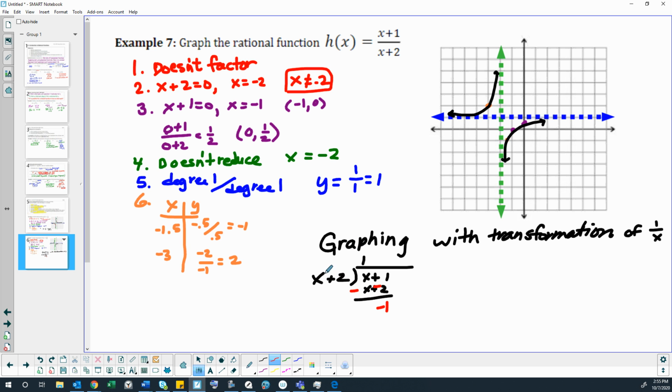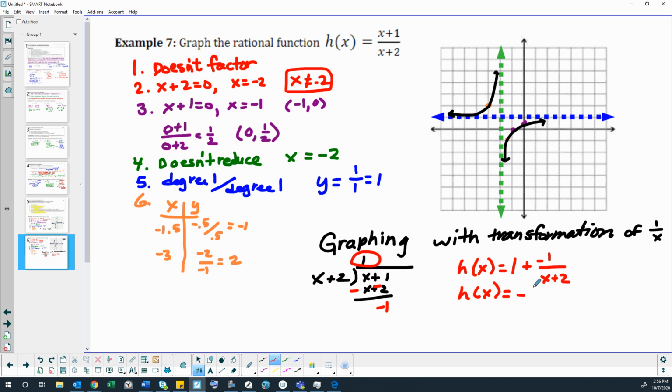So what's happened here is when we divided x plus 2 into x plus 1, we got a quotient of 1. So we're going to say h of x equals 1, but then we have a remainder of negative 1. That remainder of negative 1 is over our divisor of x plus 2. This is similar to how you would do a mixed number, like if you had 7/5. 5 divides into 7 once with 2 left over, so that would be 1 and 2/5. Same idea here. Now maybe we can actually see the transformation and that it matches our graph.